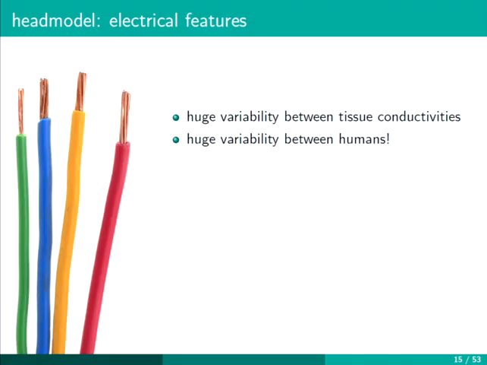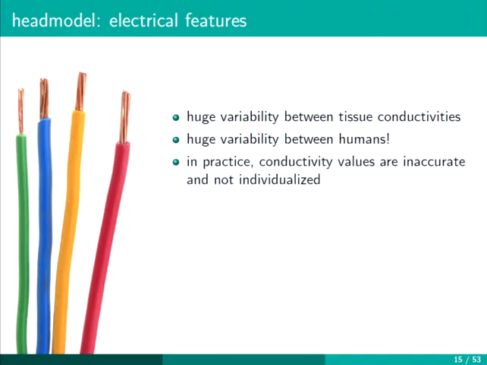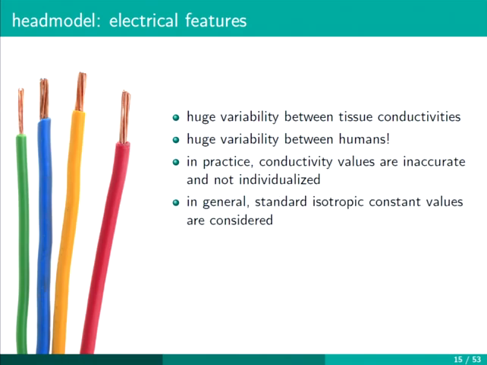Furthermore, there is also a huge variability between humans. So it's not easy, or it's not even possible, to assess the individualized conductivity value for each subject or patient. So in practice, the conductivity values are inaccurate and not individualized. And in general, standard isotropic constant values are considered.